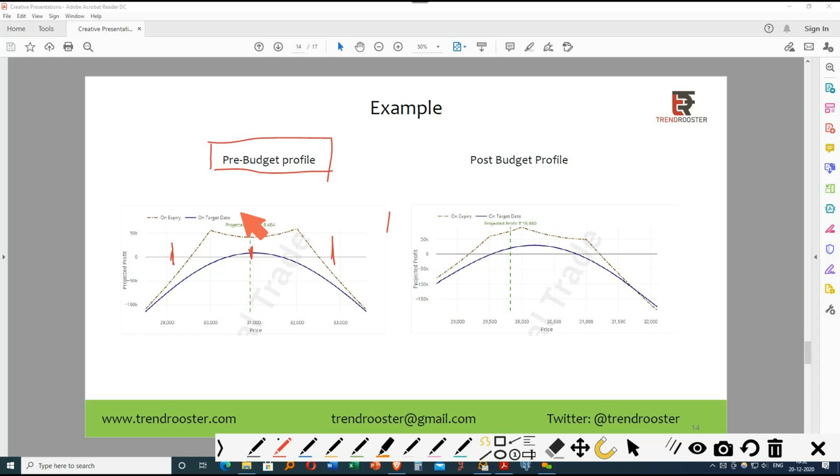How many of you know 1 standard deviation, 2 standard deviation? Do you know that when the market goes 1 standard deviation, what is the percentage? 68%, am I right?